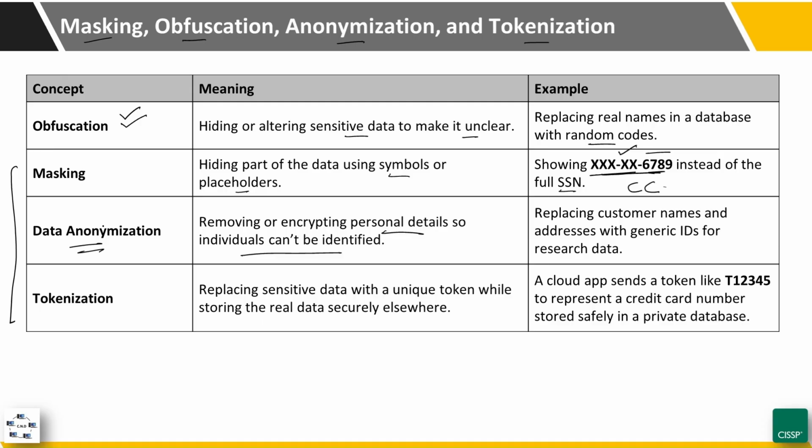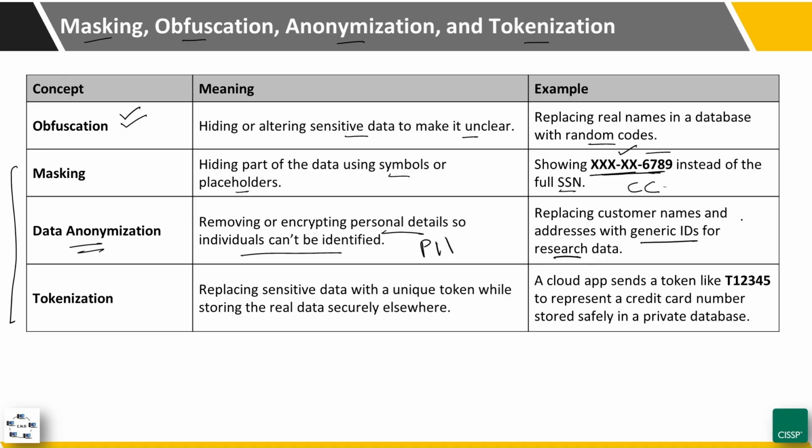So as the name indicates, anonymization is making people or individuals anonymous. So if you have PII data, you can make this data anonymous by removing the personal details such as their phone numbers, email addresses, etc., and replacing these names and other details with generic IDs for research data.